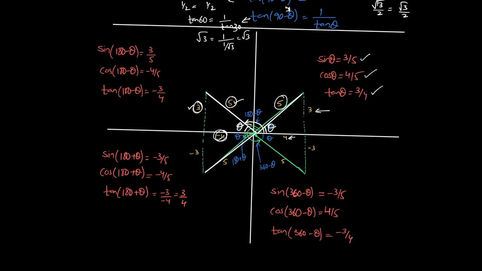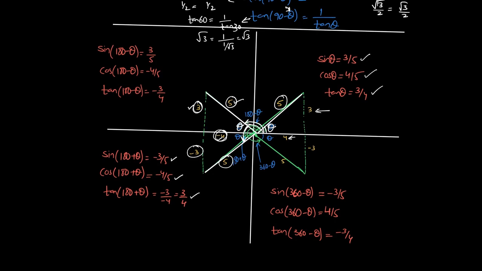So let's say the ratios are, this time the vertical component would be minus 3 and minus 4, and using Pythagoras theorem you will still get 5. So sine of 180 plus theta, because this time your angle is greater than 180, hence the angle is 180 plus theta. So sine of 180 plus theta would be minus 3 over 5, cos of 180 plus theta would be minus 4 over 5, and tan of 180 plus theta would be minus 3 over minus 4, which is 3 over 4.